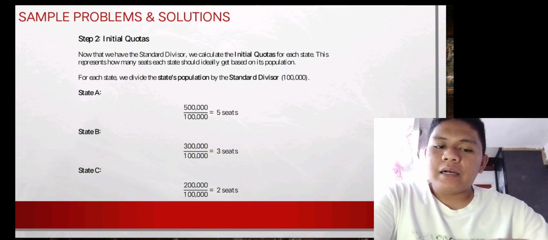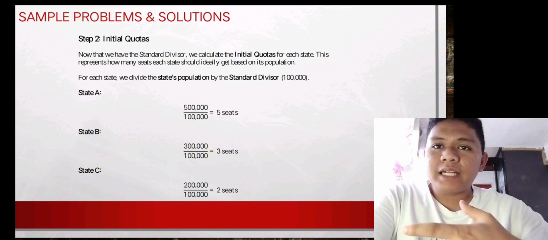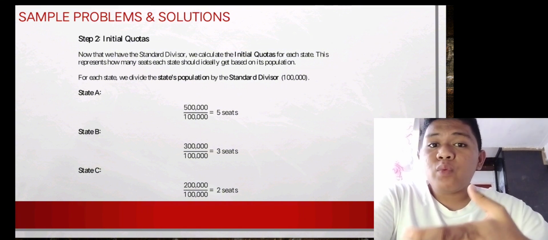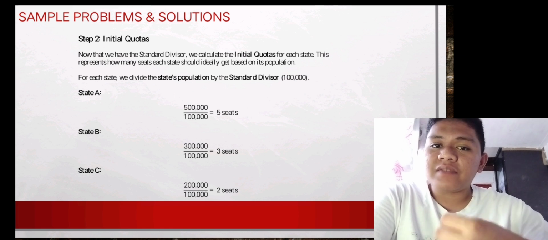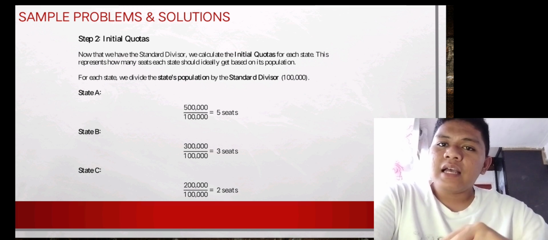of 100,000 people. Now for State A, 500,000 divided by 100,000 equals 5 seats. And State B is 300,000 divided by 100,000, which equals 3 seats. And State C, 200,000 divided by 100,000 is equivalent to 2 seats.